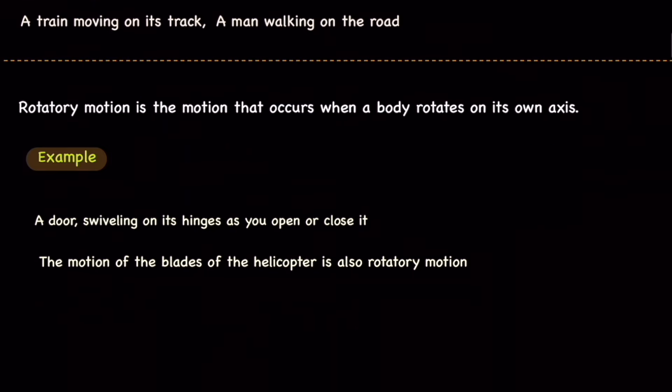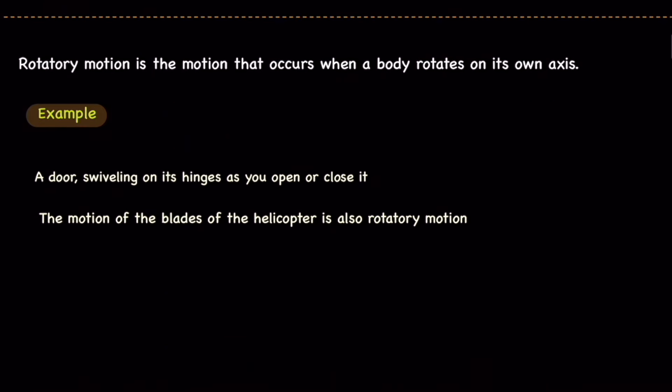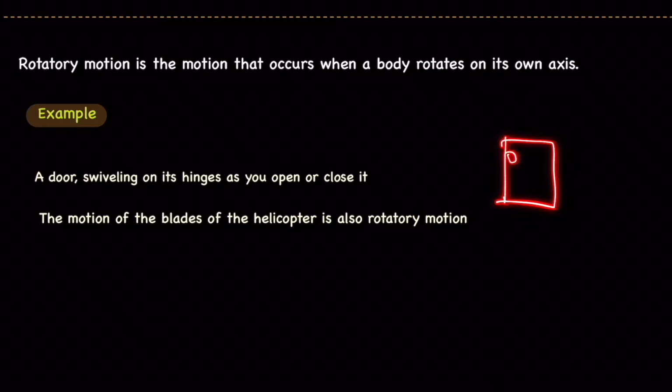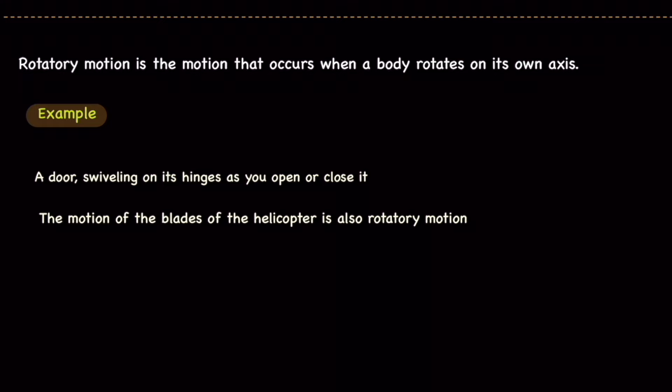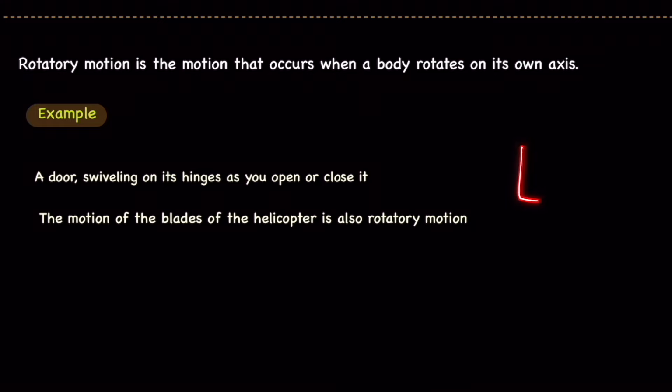Next is the definition of rotational motion. Rotational motion is the motion that occurs when the body rotates on its own axis. Means the position is not changing, but it rotates on a fixed axis. Like the door. When we open or close the door, it is not moving anywhere. The door is fixed, but it rotates on its axis.